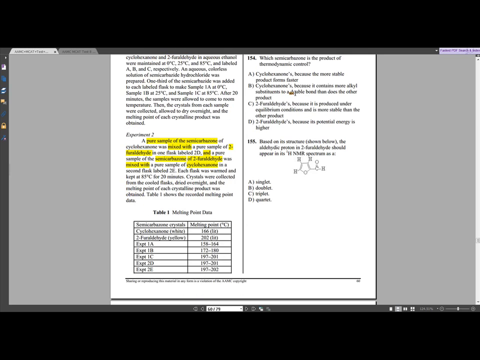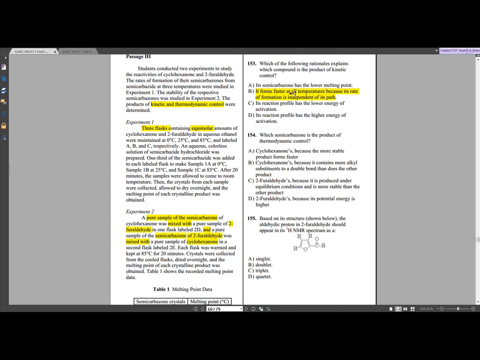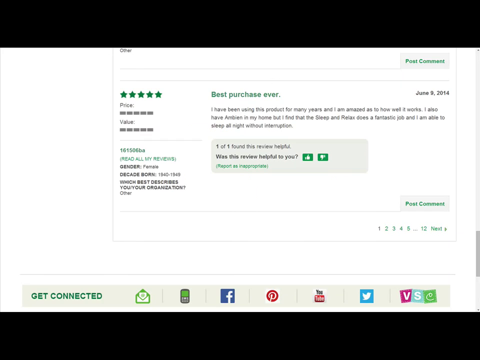What's a semicarbazone? Which semicarbazone is a product of thermodynamic control? Okay, there's no point even continuing because I have no clue what the difference is. Let me just Google it.